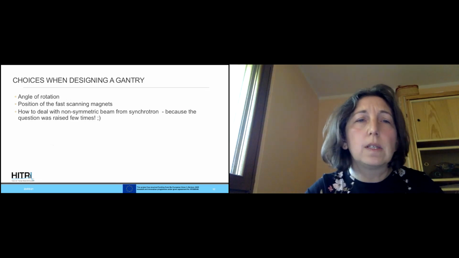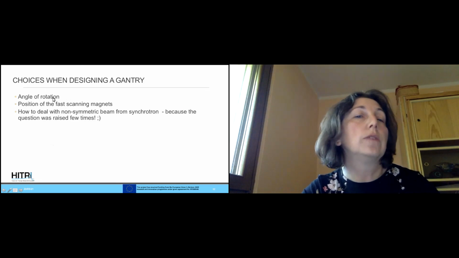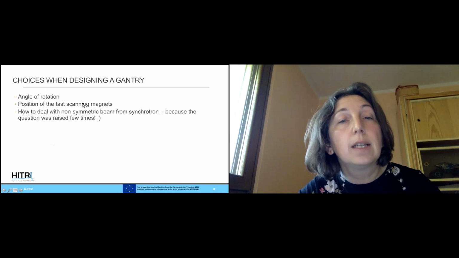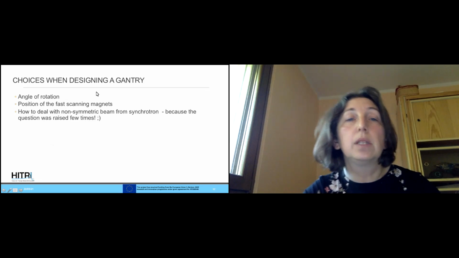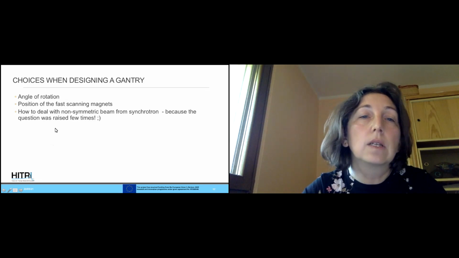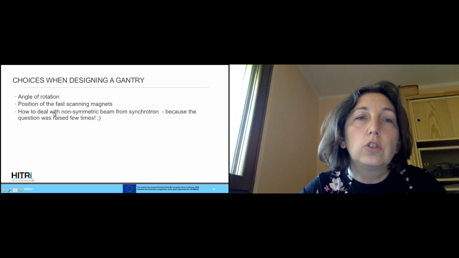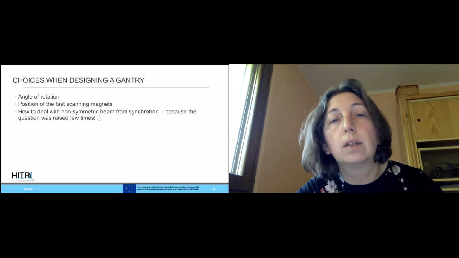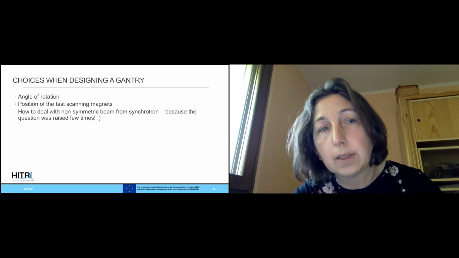Indeed, when you design a gantry, you have to make some choices. One of the choices is choosing the angle of the rotation of the gantry, then the position of the fast scanning magnets. And finally, since the timing is limited, I will only discuss what are the choices that you can make to deal with the beam coming from the synchrotron, which is non-symmetric.